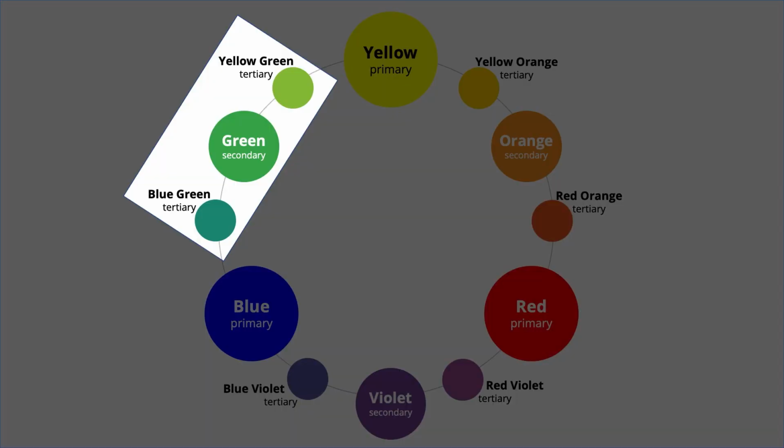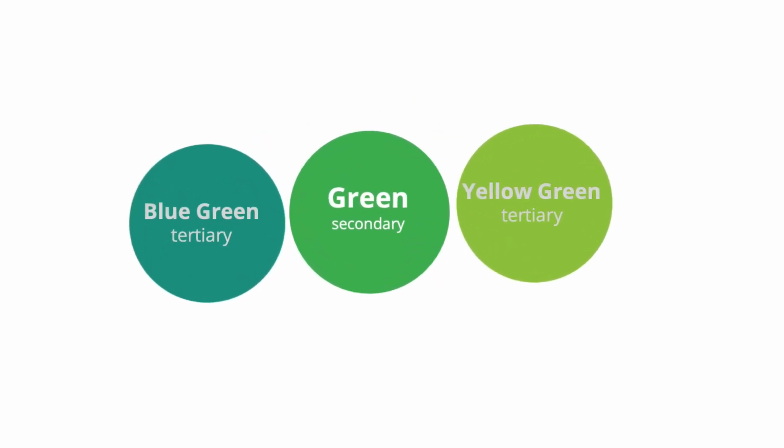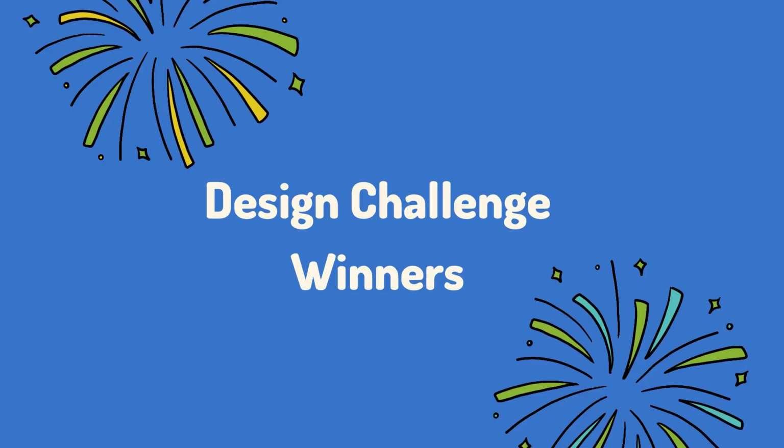The analogous color harmony are colors next to each other on the color wheel, like blue-green, green, and yellow-green. This is a good color combination when your message is focusing on stability and balance because they provide a sense of unity. The next color harmony I want to highlight is triadic.